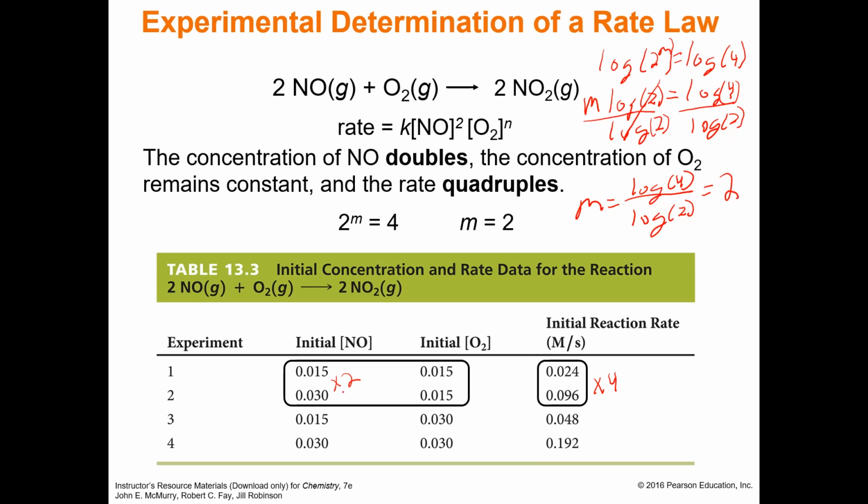So if we double the concentration of one of the reactants while keeping the other reactant the same, and the reaction rate quadruples, then that reactant has an order of 2.